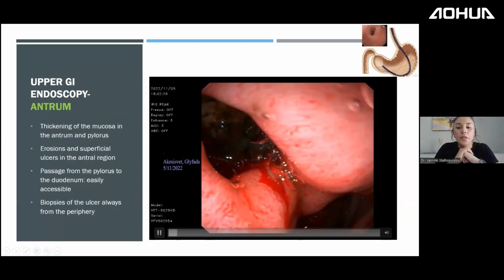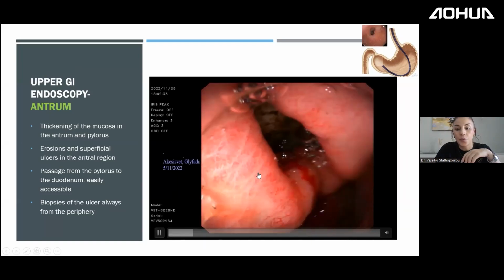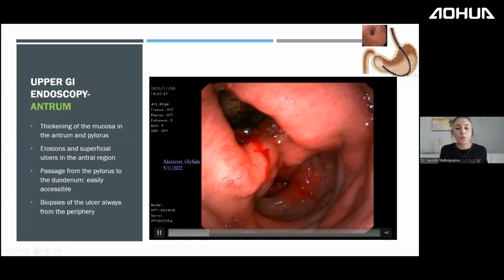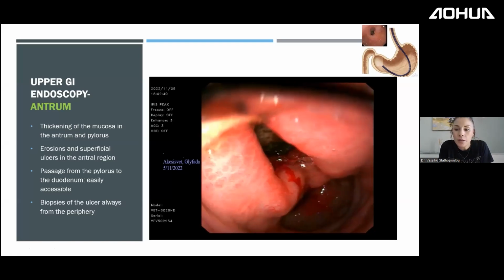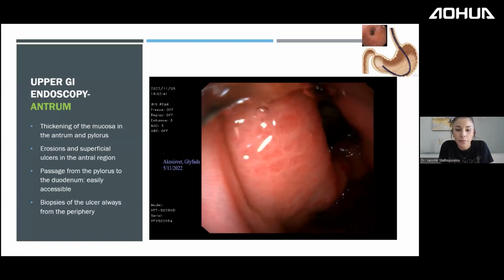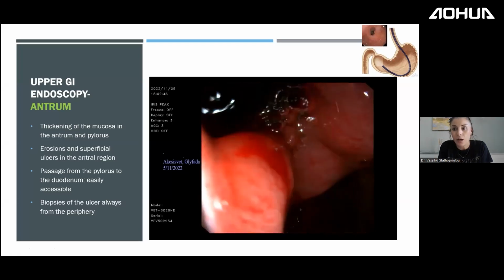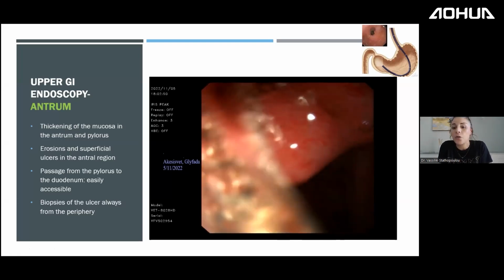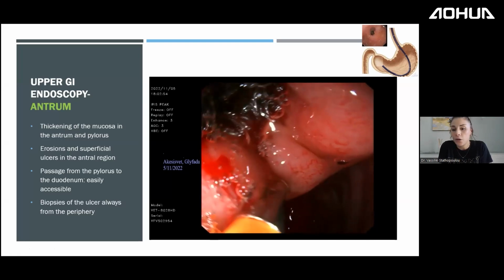And of course, the antrum revealed this ulcer. When we went into the antrum, it revealed this thickening of the mucosa and the ulceration. But the pylorus was easily accessible. And we took samples, of course, from the periphery of the ulcer and not from the necrotic tissue. Otherwise, you might have a false diagnosis.